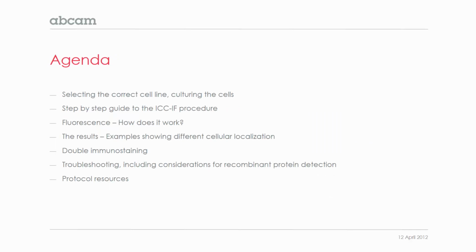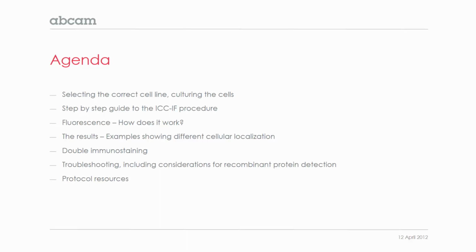Through today's presentation, I'm going to be talking about the following things. We're going to talk about selecting the correct cell line and culturing the cells, which is very important to make sure that you have a good sample. We're going to take a step-by-step look at the ICC-IF procedure itself. We're going to take a brief look at how fluorescence works.